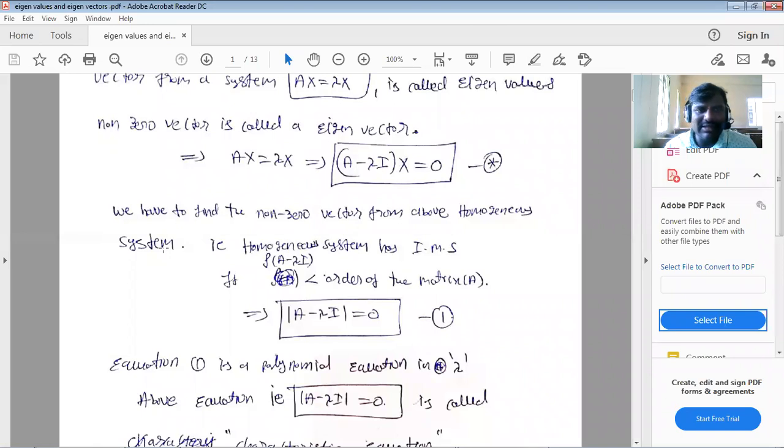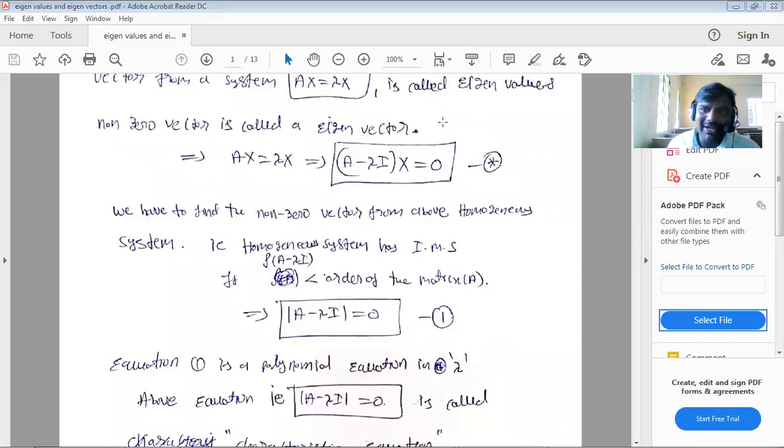Why are we solving this? By the definition, x is a non-zero vector that you have to find. That is, the homogeneous system has infinitely many solutions. Why? Can you tell me? Just now we discussed Ax is equal to 0, then it is a homogeneous system. When does a homogeneous system have infinitely many solutions? When the rank of the matrix is less than the number of variables, that is, linear dependent.